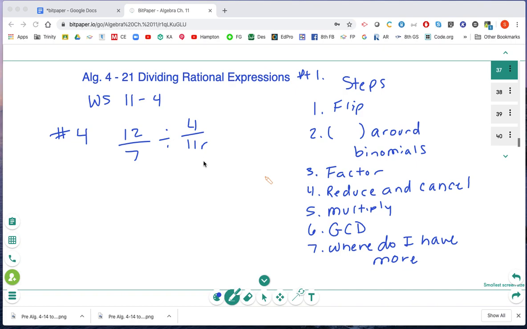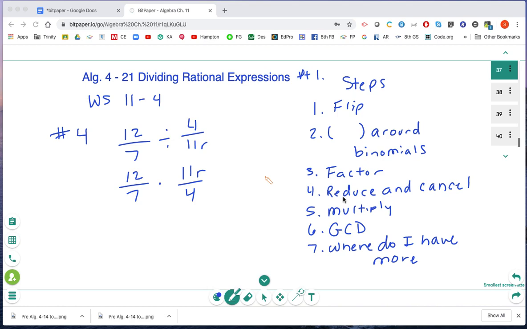So we're dividing fractions. Dividing fractions is easy as pie. We flip the second and multiply. So the first thing that we're going to do is flip it over. So it's going to be 12 divided by 7 times 11r over 4. Now we're going to look to see if we have any binomials in our numerators or denominators, which we do not, so we don't have to put parentheses in.